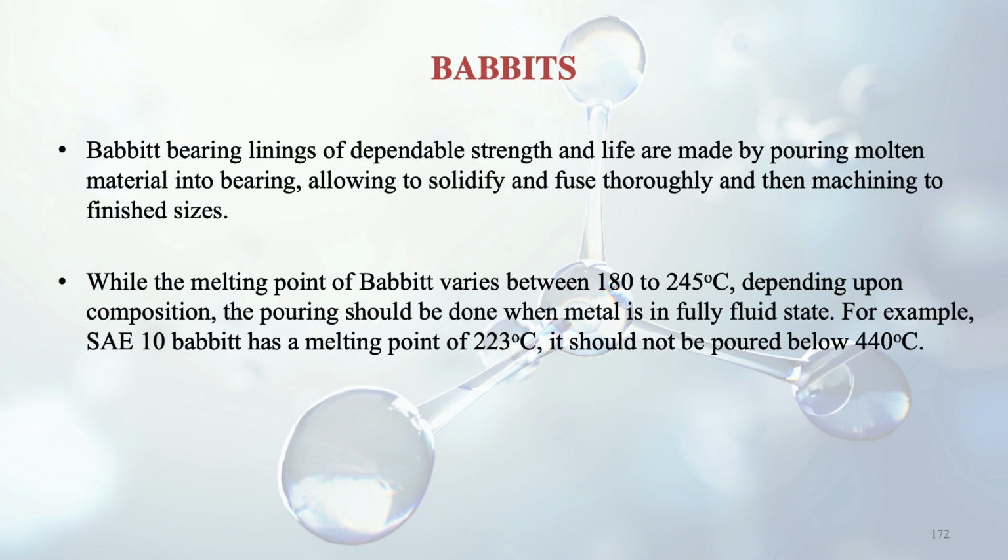Otherwise it will be difficult. For example, SAE10 type of babbitt has a melting point of 223, but the pouring should be done not below 440, because if it is very low, then it may have already converted into solid. Suppose it has temperature of 223, then what will we pour then? So the temperature should be slightly higher always.